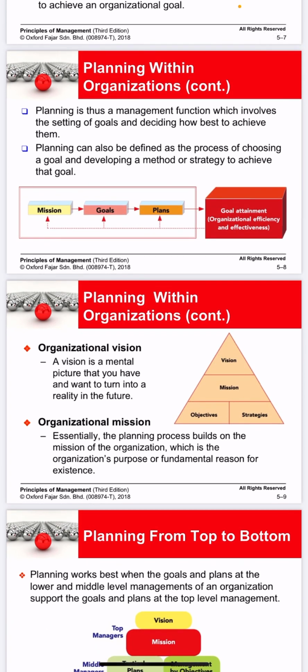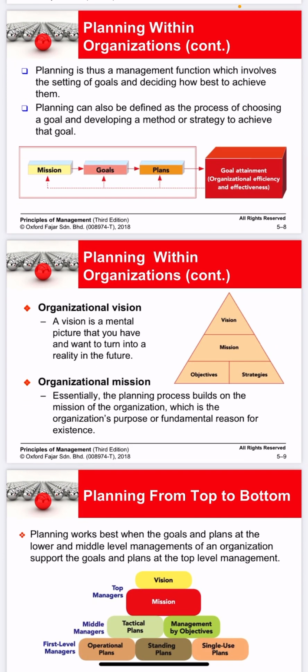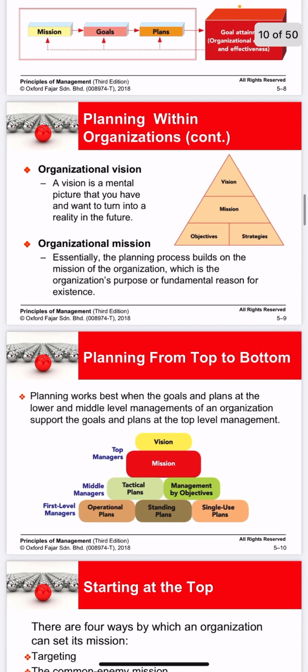Organizational vision. It starts with the vision and mission of the company or organization. Vision is basically more long term goals. A vision is a mental picture that you have and want to turn into reality in the future. So vision is something that you want to achieve and it is a more long term goal, while organizational mission is an ongoing goal that we want to achieve from time to time. Essentially, the planning process builds on the mission of the organization, which is the organization's purpose or fundamental reason for existence.